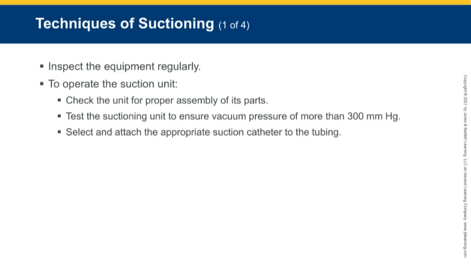Before suctioning a patient, inspect the suction unit and ensure all components are properly assembled. Test the unit by verifying that it generates a vacuum pressure of more than 300 millimeters of mercury. Always select the appropriate suction catheter based on the patient's needs.